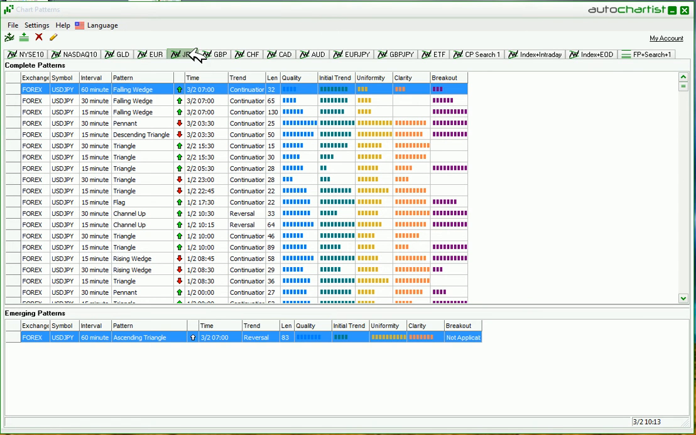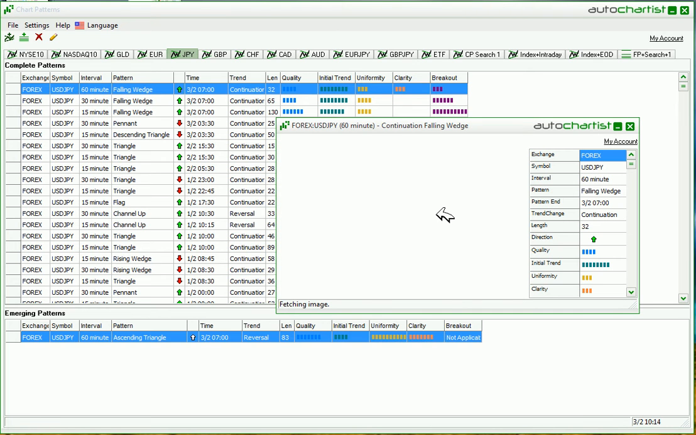Here we have highlighted the dollar-yen pair, and you'll notice that we have the complete and emerging patterns. Just a quick reminder for those of you that may not already know, the complete patterns are those patterns that have a pattern that has been broken. Prices have pierced the boundaries of the support and resistance of whatever the formation might be.